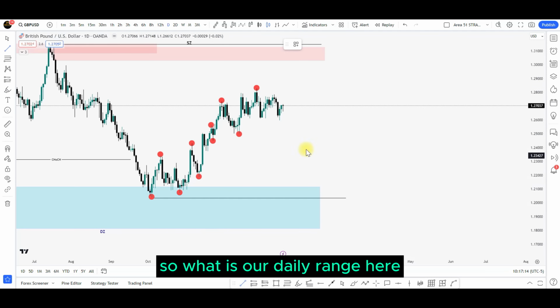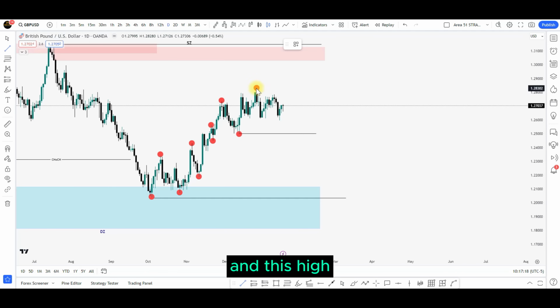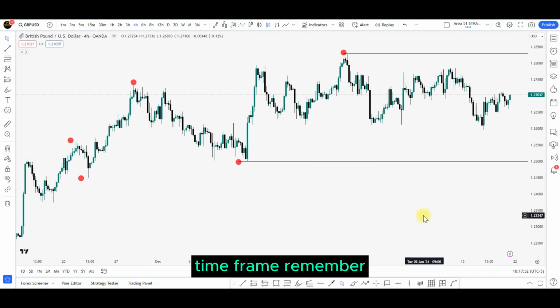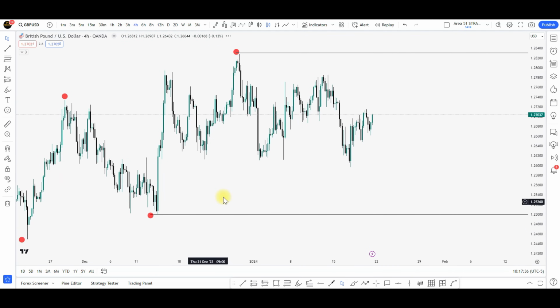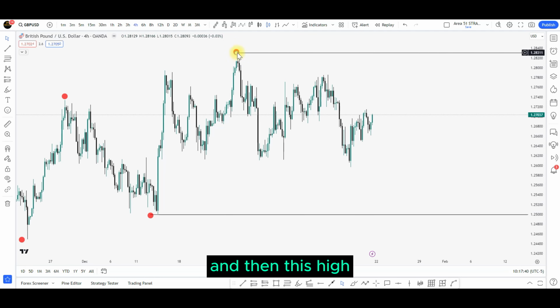So what is our daily range here? We can see price is trading between this low and this high. Very beautiful. All right. Where do we think is an area of demand zone in this case? Let me go to the 4-hour time frame. Remember, we marked on the daily time frame that price is trading between this low and then this high.